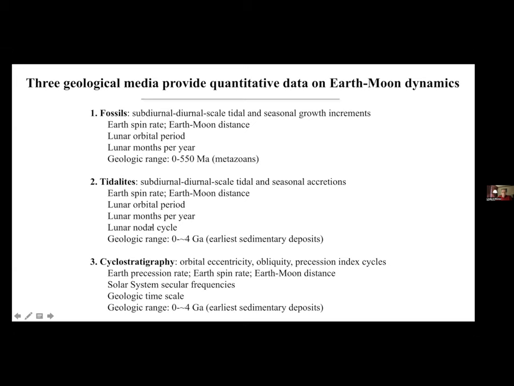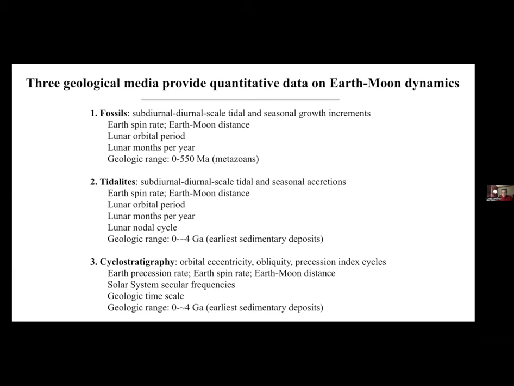But then most recently, cyclostratigraphy came on the scene and has changed everything with its very refined record of orbital eccentricity, obliquity, and precession index cycles, from which you can estimate the Earth precession rate, and from that, the spin rate and Earth-Moon distance. And in addition to that, we now have methods to estimate the solar system secular frequencies for the same times that are consistent with the precession rate that's estimated. So that is a very important development, and plus the fact that cyclostratigraphy also occurs throughout geologic time and is more ubiquitous than either the fossils or tidalites. And so we look forward to the next 20 years of refining and filling in our knowledge for Earth-Moon evolution from cyclostratigraphy.